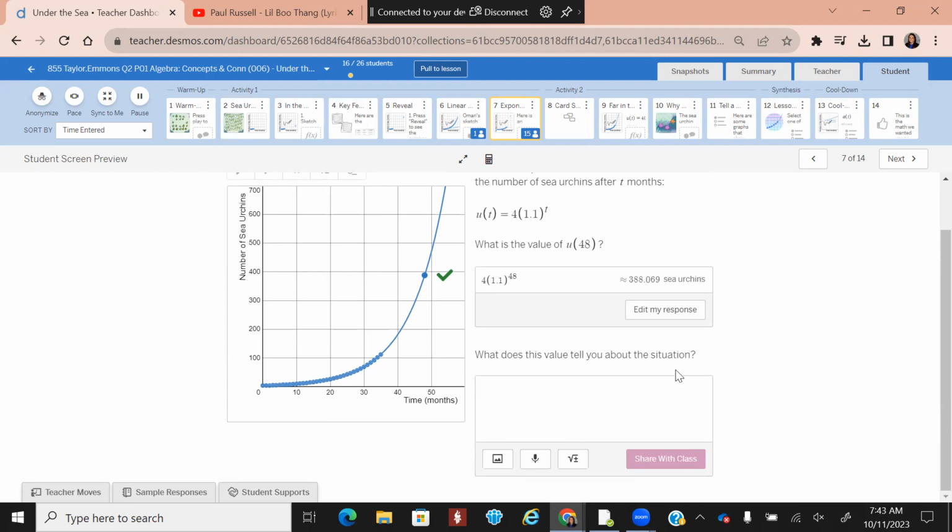What does this solution tell you about this situation? So let's look in context. When we want to look in context, we're going to look at the sides. So you see how it says time in months right here, and then on the side, it says number of sea urchins. So when we hit 48 months, how many sea urchins were there? 388. So when we hit 48 months, we would have 388 sea urchins.